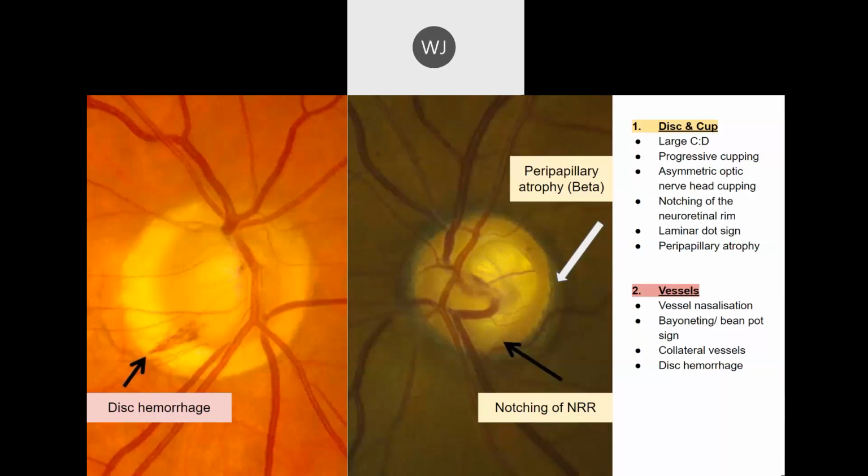And so on the right side, I listed down the important features under fundoscope which would appear in primary open-angle glaucoma. So for the disc and cup, I've told you just now a few signs, and also for vessels, you need to look at two things. Right, next.